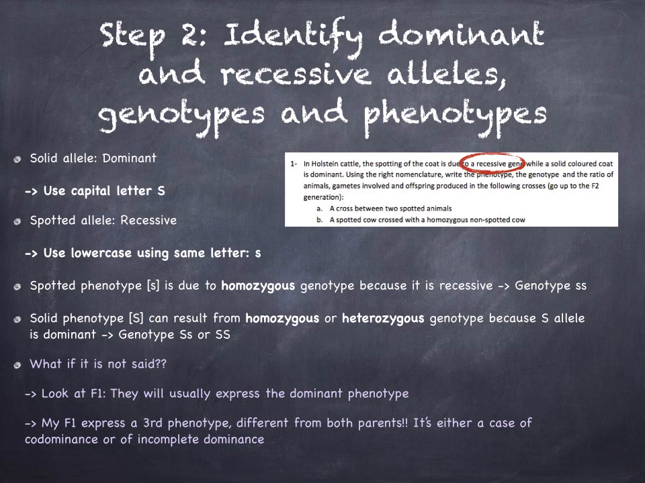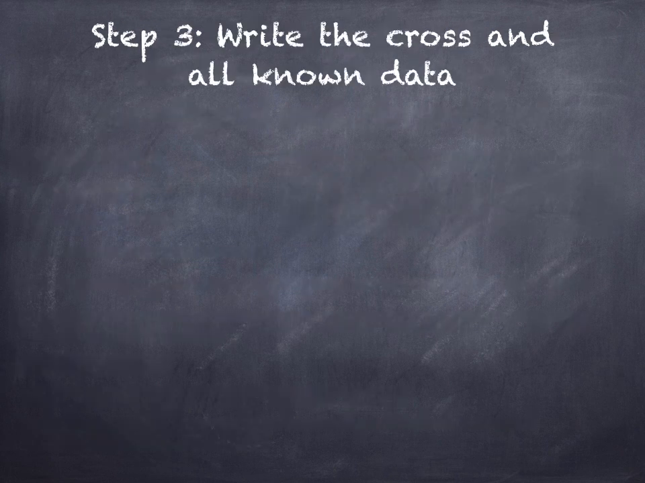So if we go on with this problem, we will solve item B, where you're asked to determine the results of a cross between a spotted cow and a homozygous non-spotted cow, so a solid colored cow. We will do this monohybrid cross and determine the phenotype, the genotype, and the alleles produced at each generation up to the F2 generation. So the first step is to write the cross and all the known data.